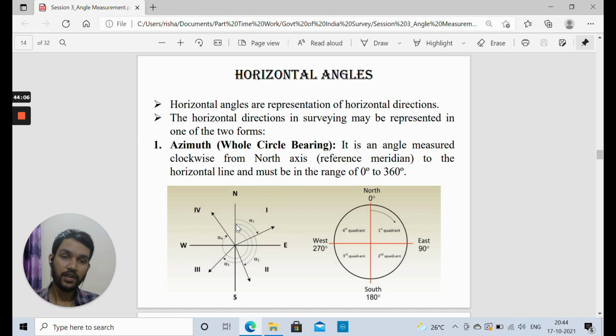So for each direction shown here, you can see north has a whole circle bearing of 0, with reference to which all the angles are measured. East has a whole circle bearing of 90 degree, south 180 degree and west 270 degree, and this is also reported as the azimuth of a particular line.